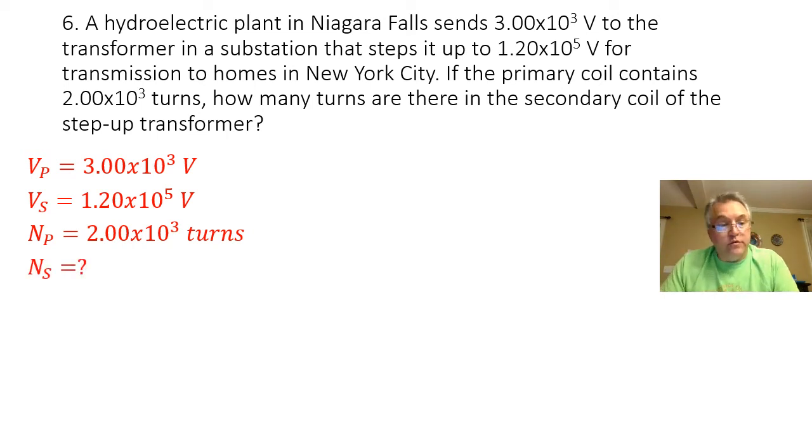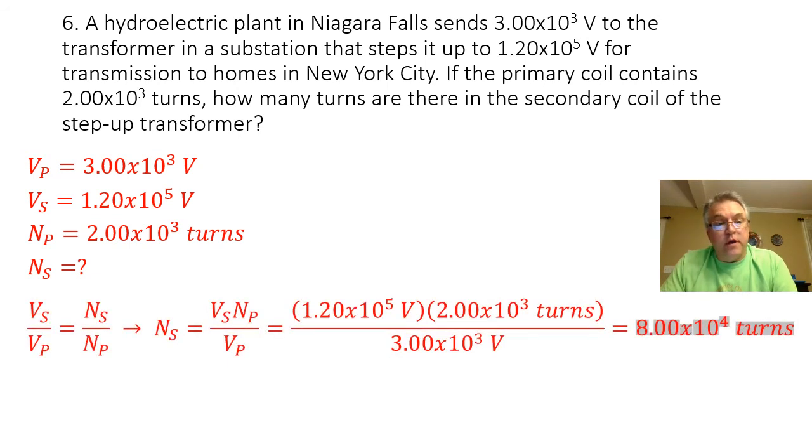Once again, we use our transformer formula. When we cross multiply and solve for NS, we get NS equals VS times NP divided by VP. We plug our known values into that equation, and the number of turns on the secondary coil is going to be 8.0 times 10 to the fourth turns, or 80,000 turns.